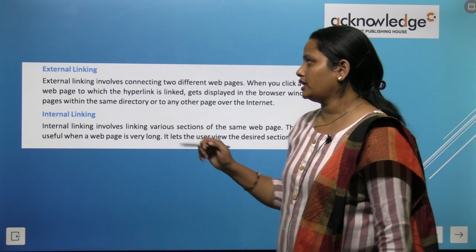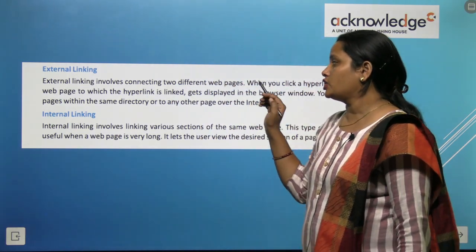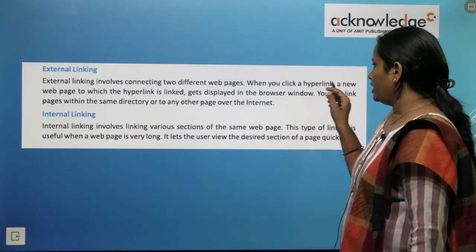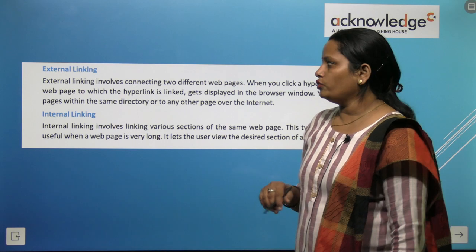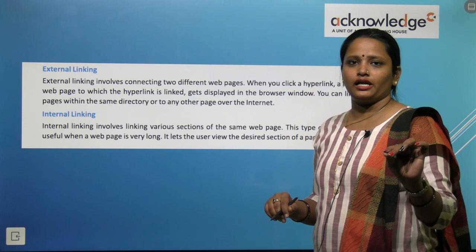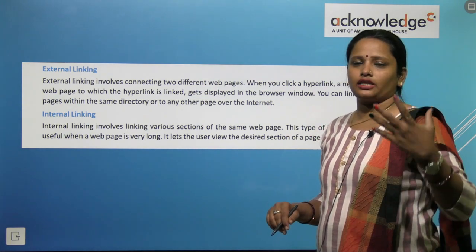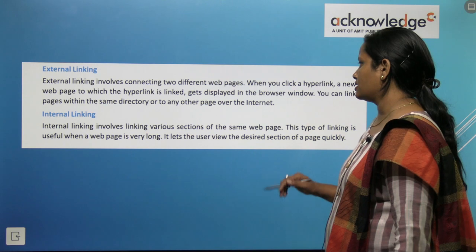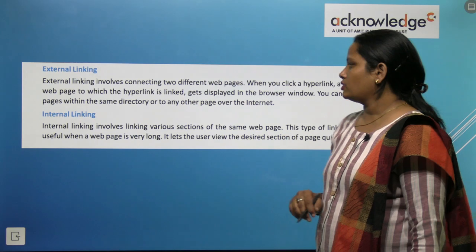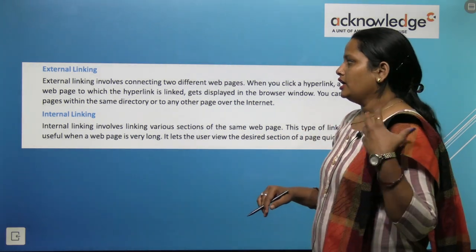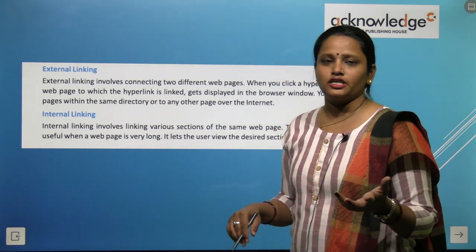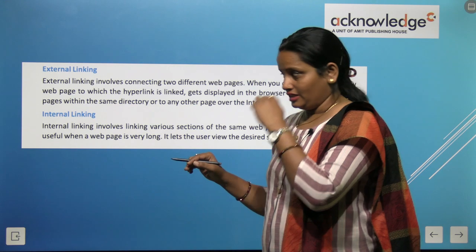First is external linking. External linking involves connecting two different web pages. When you click a hyperlink, a new web page to which the hyperlink is linked gets displayed. So when we click on a hyperlink, it takes us to a different page already connected to that page. You can link pages within the same directory or any other page over the internet.